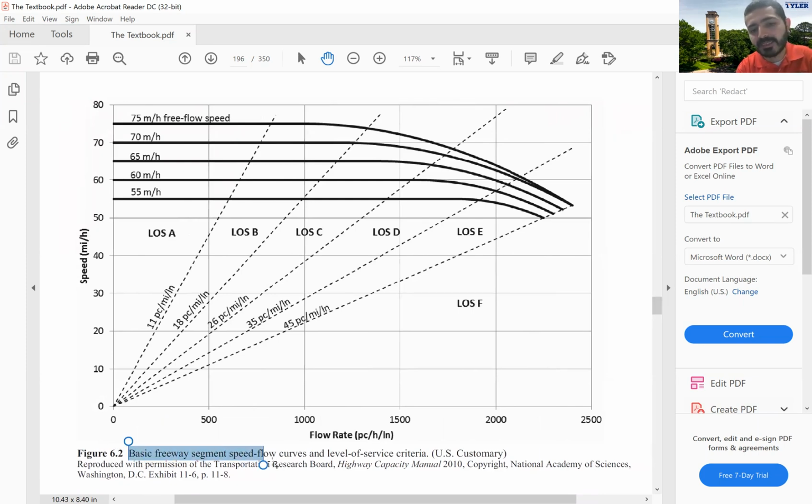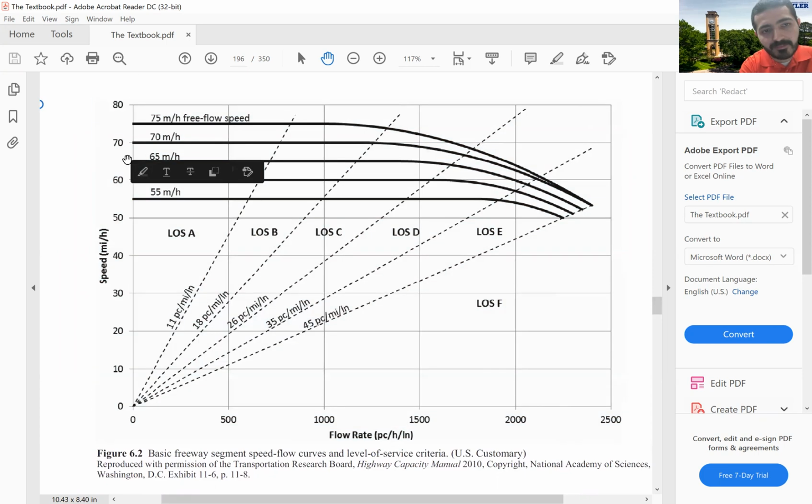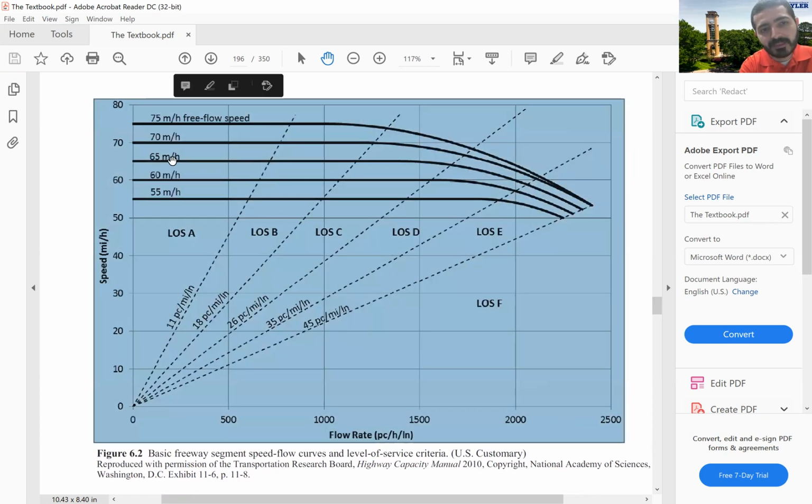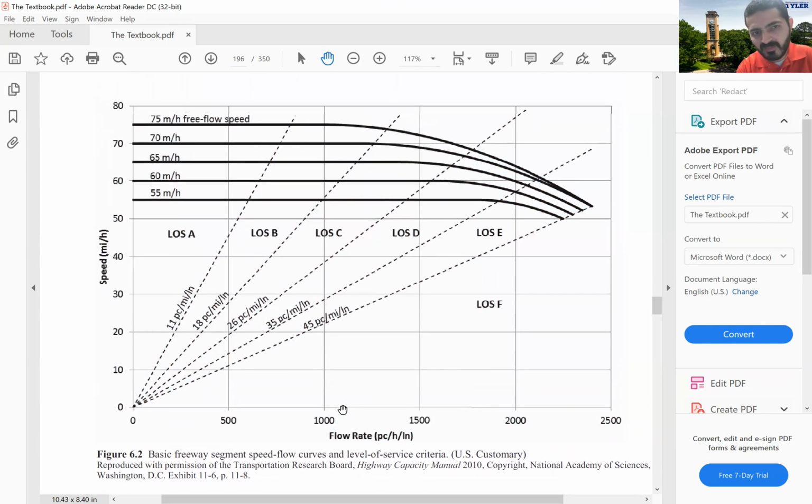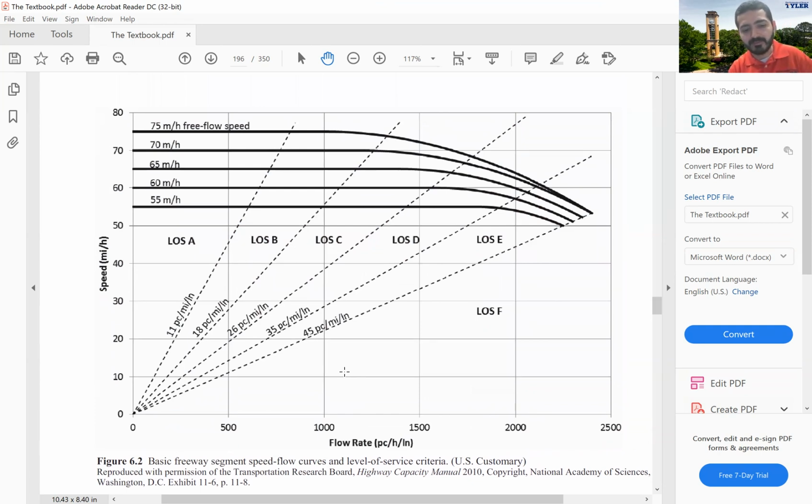So it's a basic freeway segment curve. So let's see how we can use this one. So we have the free flow speed that we determined, which is 65 miles per hour. So again, it's going to be around here. So we're going to pick that line, 65 miles per hour, and the VP, which is on the x-axis, is about 1145. So you know what? To make this fun, I'll take a picture of that and take it back to our notes.